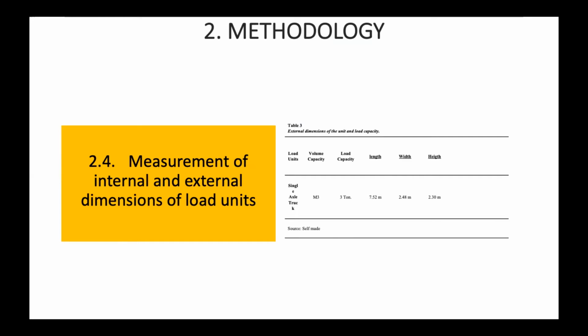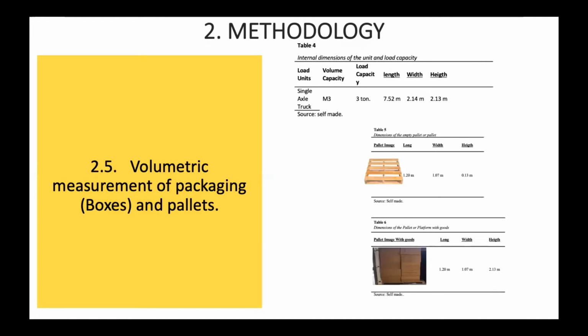Measurement of internal and external dimensions of the lot unit is necessary to know all dimensions, as we can see in this table 3. Volumetric measurement of packing and pallets, as we can see in table 4, table 5 and table 6, and we can see a photo of an empty pallet and a pallet full with goods.